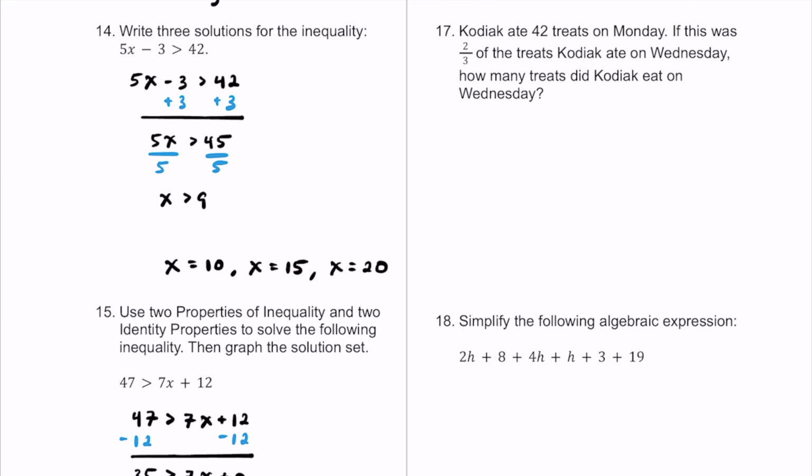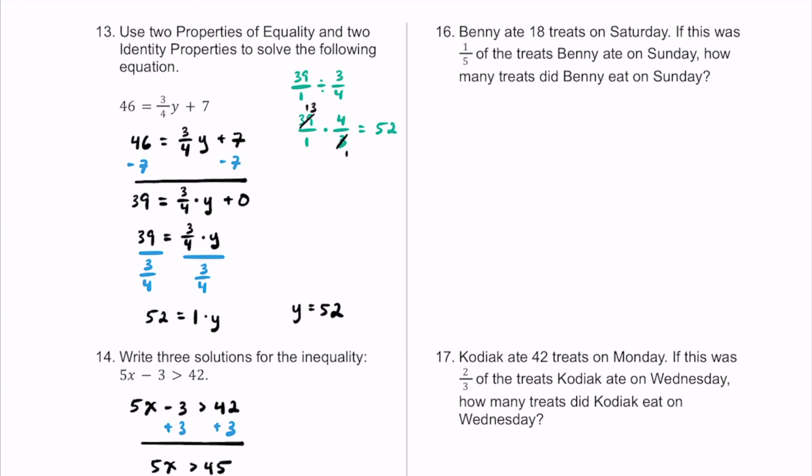All right, here is number 16. For number 16, Benny ate 18 treats on Saturday. If this was 1/5 of all the treats that Benny ate on Sunday, how many treats did Benny eat on Sunday? So it looks like Benny ate 18 treats. We can set up an equation here. 18 treats, this ends up being 1/5 of all of the treats that he had on Sunday. Now again, of in math means multiplication, so this is 1/5 of how many treats he had on Sunday.